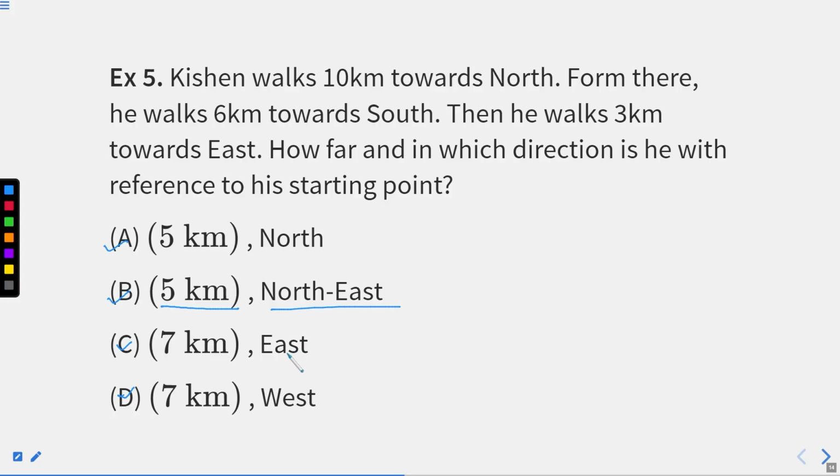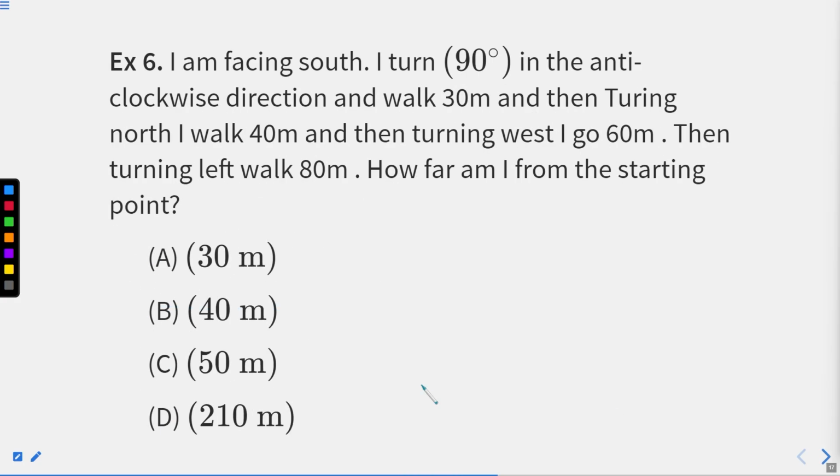Now we are going to deal with 5 more questions in which we are going to deal with some different kinds of questions related to direction and distance. I hope this part is clear to you, right? Okay, now coming to the next question, that is question number 6.